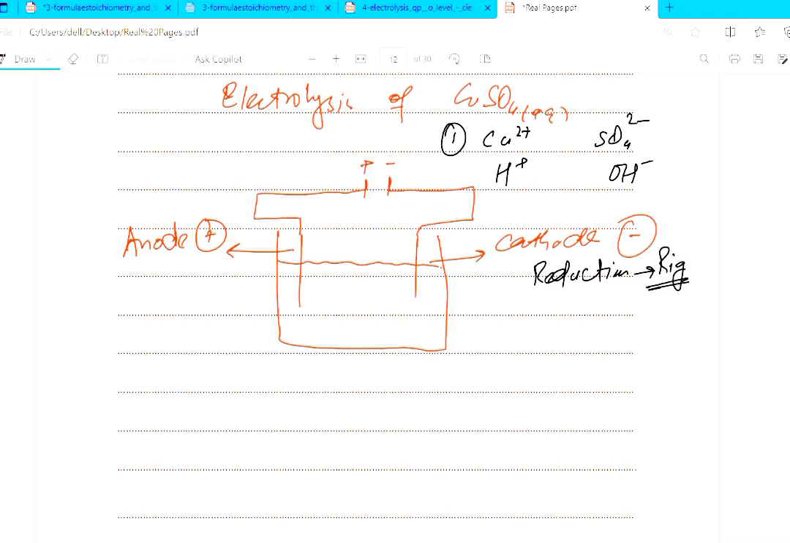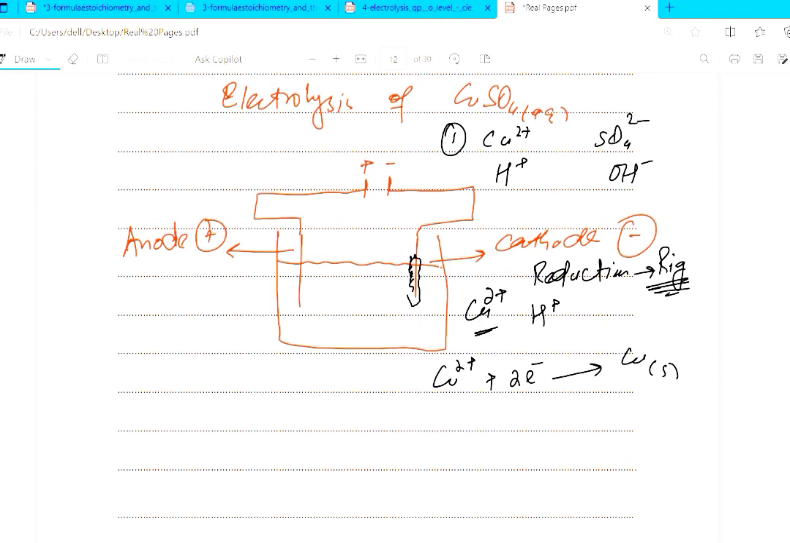From these two, which will be preferred? You know, in the reactivity series, copper is easier to discharge as compared to hydrogen. Copper and silver are discharged preferentially as compared to hydrogen. So copper will gain electrons, because reduction is the gain of electrons. So solid copper will be formed and it will be deposited on this, a bit of pink color, you can say.